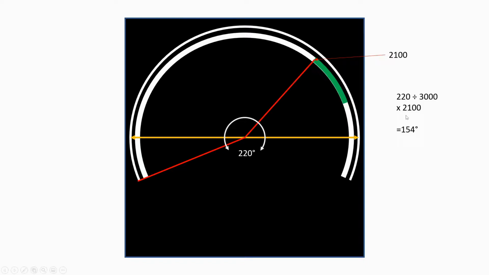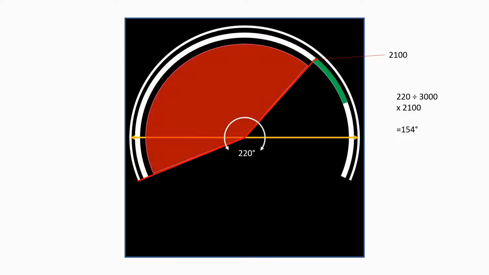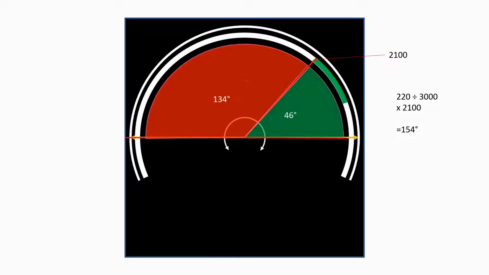And the maths is pretty simple. All the way around is 220 degrees, and it's 3000 RPM to get all the way around. So divide one by the other, then multiply it by the 2100 we want to get to, and that tells us it's 154 degrees from here. So if that is 154 degrees, from that horizontal, that is 134 degrees that way, or 46 degrees that way. And that's the one we really need to know, because we're going to work from there and work our way up. But that works fine.